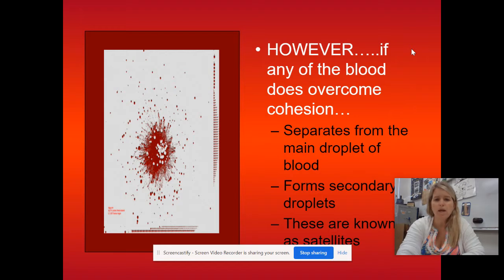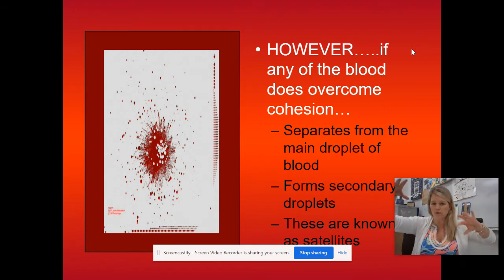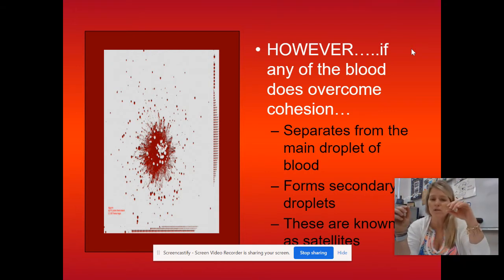Okay, so if blood is put in high velocity, if there is a high impact spatter or even medium impact spatter, we can overcome the cohesion between the molecules, and that's where we get the different droplets. And we can also get what's called secondary splatter, which is also called satellites.